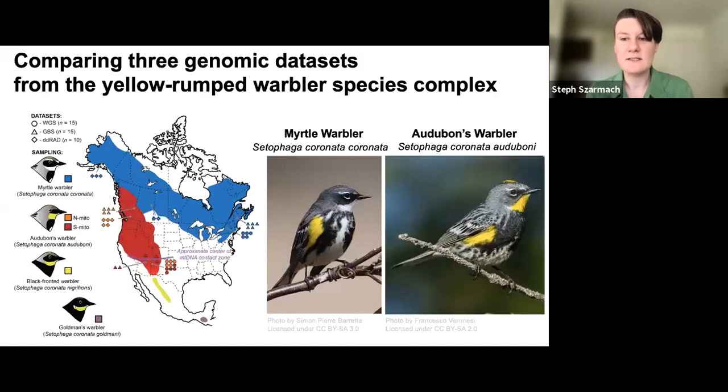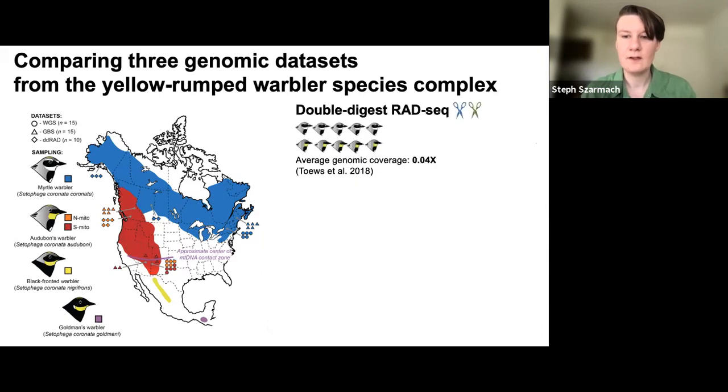To answer these questions, we characterized divergence landscapes between closely related subspecies in the yellow-rumped warbler species complex. Our study focused on the myrtle warbler, which is found in northern North America, and the Audubon's warbler, which is found in the West. The reason we chose to focus on yellow-rumped warblers is that we have 3 generations of sequencing data generated for this system, so we can directly compare how observed genomic landscapes of divergence differ depending on what type of data you use.